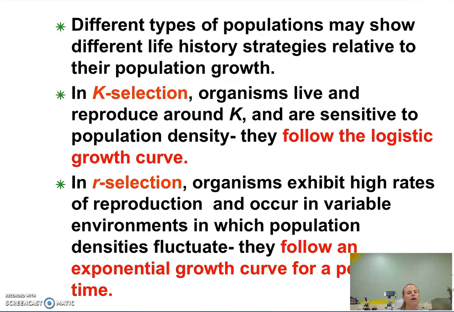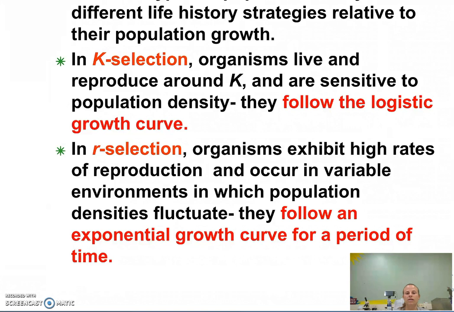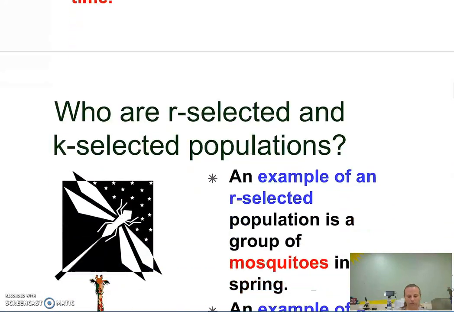They are sensitive to population density and they follow the logistic growth curve, whereas organisms that exhibit R selection have high rates of reproduction and occur in varied environments in which population densities fluctuate. These types of organisms follow an exponential growth curve for a period of time.